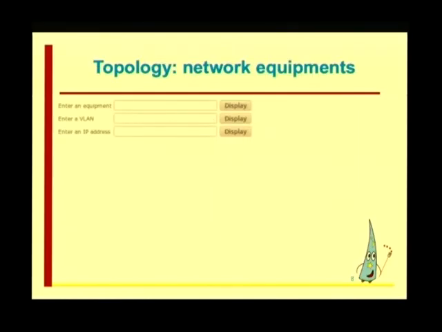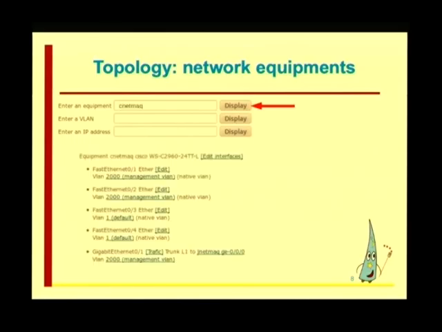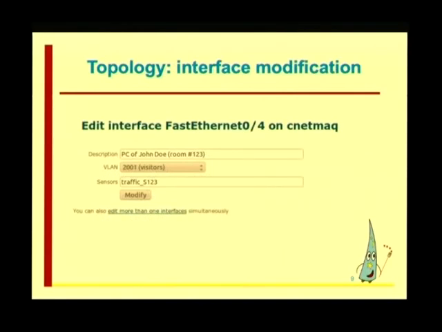Then the last view in the topology module is the network equipment view. You just enter an equipment name, and you see the equipment characteristics, what kind of equipment it is, and the different interfaces, and which VLANs are configured on these interfaces. So you can click on Edit to modify an interface, and a new window appears. You just enter a description. You can set a new VLAN for this interface and generate a traffic sensor that will start the SNMP polling and generate the RRD graph.